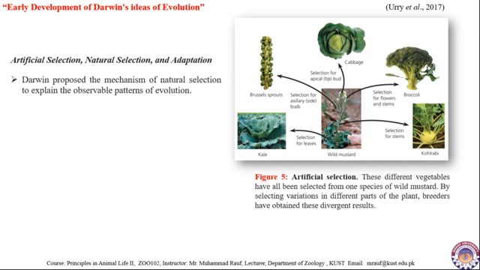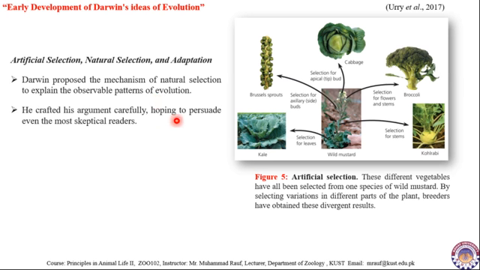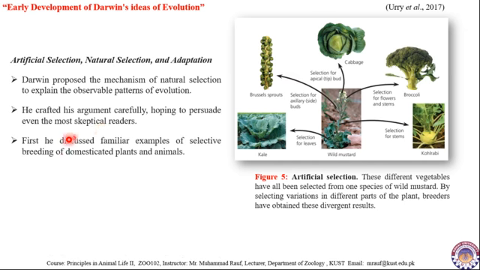So Darwin proposed the mechanism of natural selection to explain the observable patterns of evolution. He crafted his arguments carefully, hoping to persuade even the most skeptical readers. First, he discussed familiar examples of selective breeding of domesticated plants and animals.